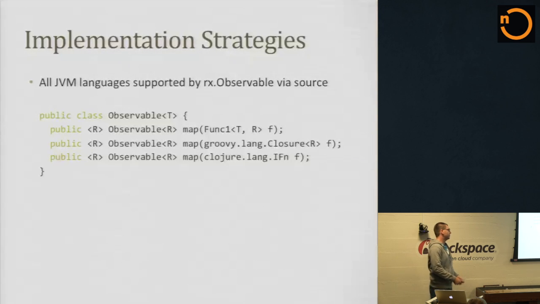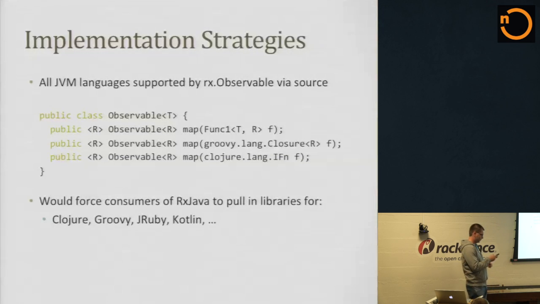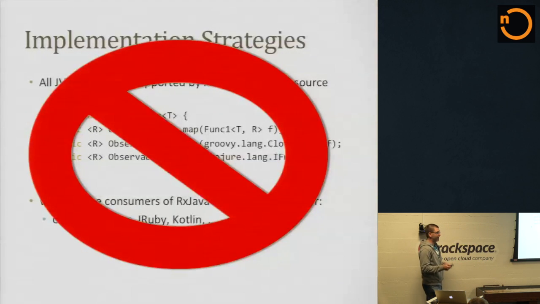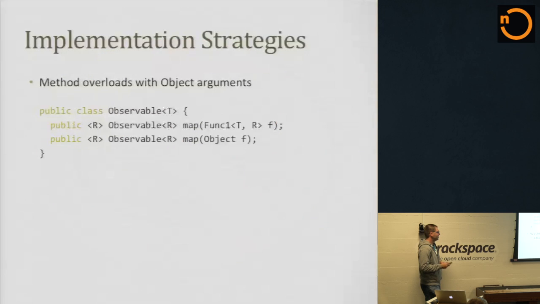The most naive possible implementation strategy would be, well, just throw them in the Rx observable source. Clearly that doesn't meet one of the goals I stated earlier. If we hand out the observable class file to anyone, they now need the Groovy runtime, they need the Clojure runtime, they need the Kotlin runtime, et cetera. That wouldn't make anyone happy that I know of. So that gets the X.